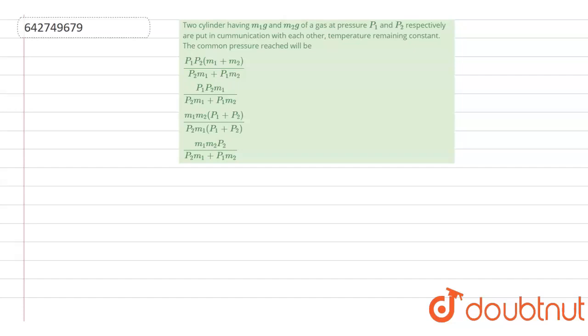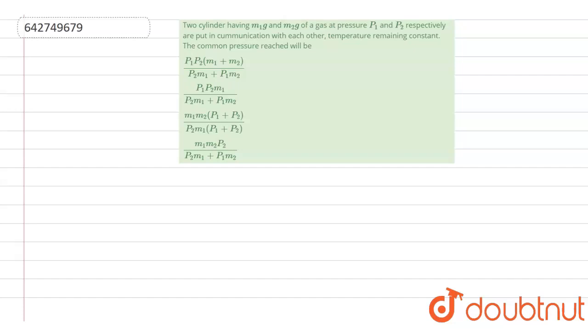Hello everyone, let's start the question. The question says that two cylinders having M1 g and M2 g of a gas at pressure P1 and P2 respectively are put in communication with each other, temperature remaining constant. The common pressure reached will be.